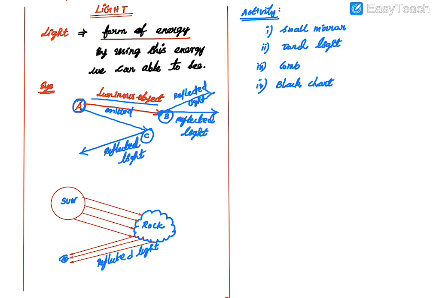See students, first I place the mirror using a stand. So the mirror I have taken here, can I write that? This is the mirror A, B, C, D. And here I have taken one comb.